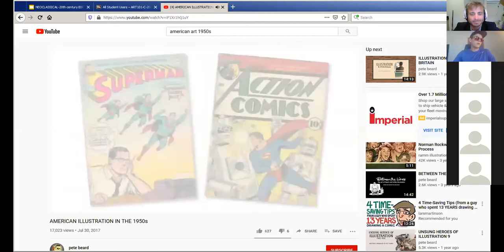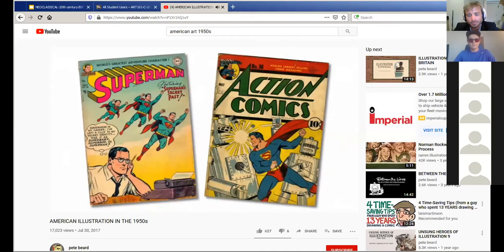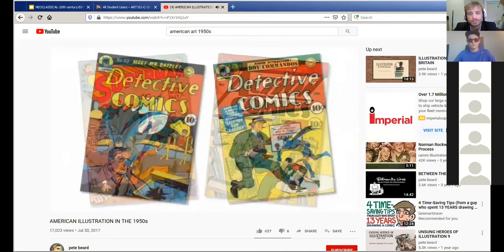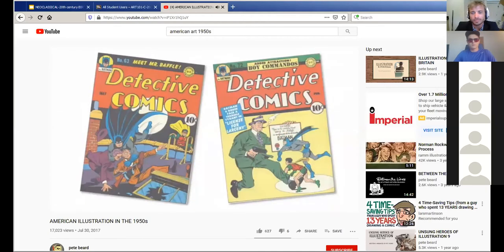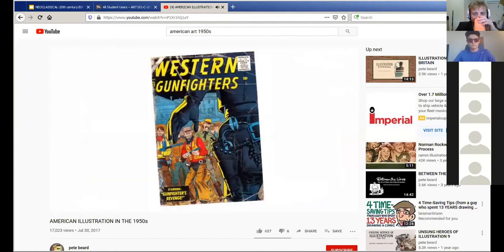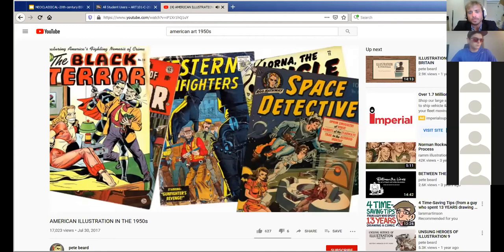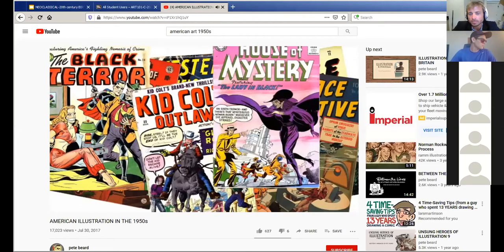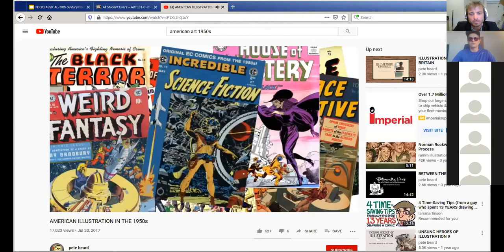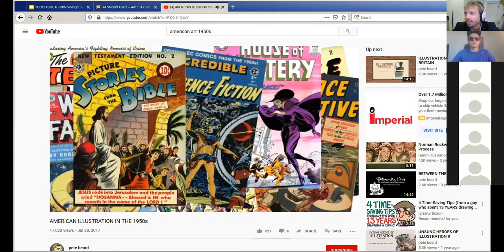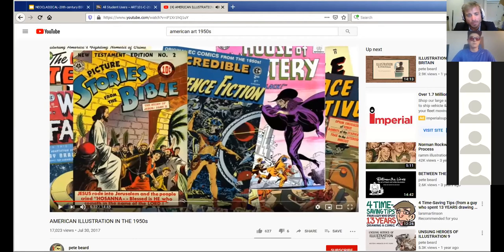Comic books featuring superheroes such as Superman and Batman had first appeared a decade earlier, but the 50s saw a massive explosion in both the popularity and diversity of subject matter. There were westerns, crime, science fiction, horror, and even religious comics published. There you go. There's an updated Jesus in comic book form.